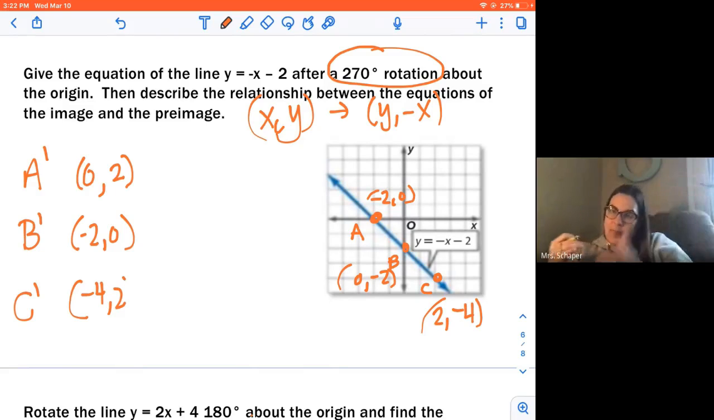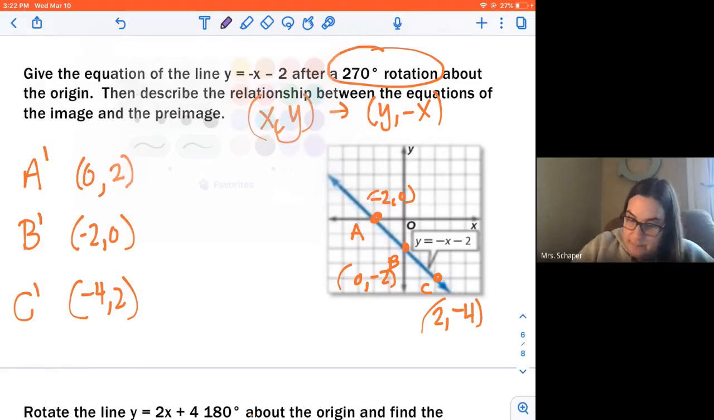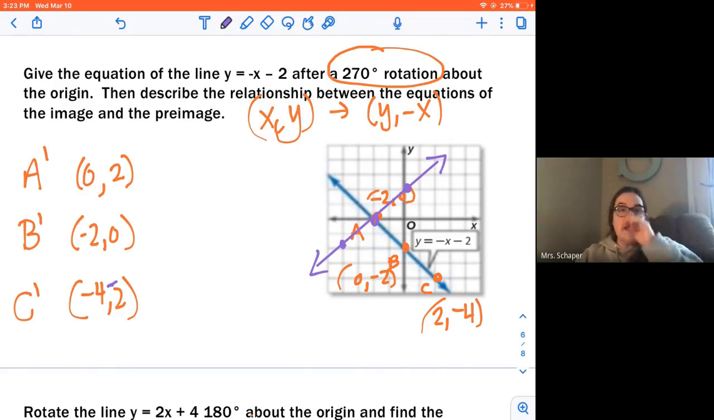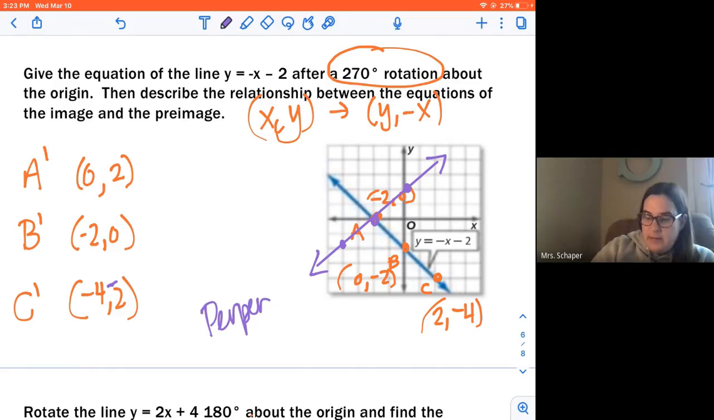So what I do is I pick a couple points and I take each of those points and rotate them. And then I plot those out. So 0, 2, negative 2, 0, and negative 4, 2. Why is that not working right for me? Oh, shoot. This is supposed to be negative 2. That's where I made my mistake. It just happened. There we go. So when I graph these, that's going to be the line rotated 270 degrees about the origin. And what do we know? The relationship is they're perpendicular. If I find my slopes, they're going to be perpendicular.